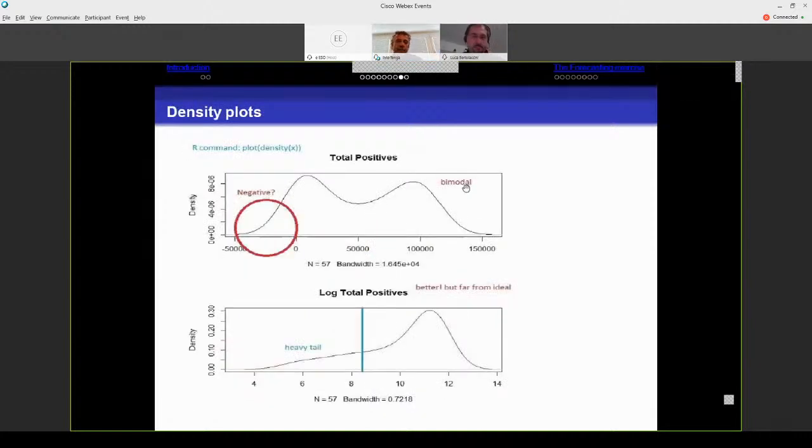Okay, this is the plot density. So plot(density(x)). A comment from the floor: okay, now I understand why in the newspaper there is the logarithmic transformation of data. Oh, okay. Thank you. I appreciate that.